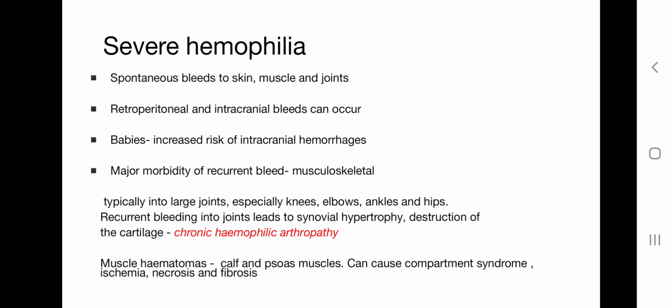Muscle hematomas commonly occur in the calf and psoas muscles, and this can cause compartment syndrome, ischemia, necrosis, and fibrosis. Compartment syndrome can compromise the blood supply to these muscles, which results in ischemia, necrosis, and fibrosis of muscles. So this can result in deformities and debility for the patient in the long run.